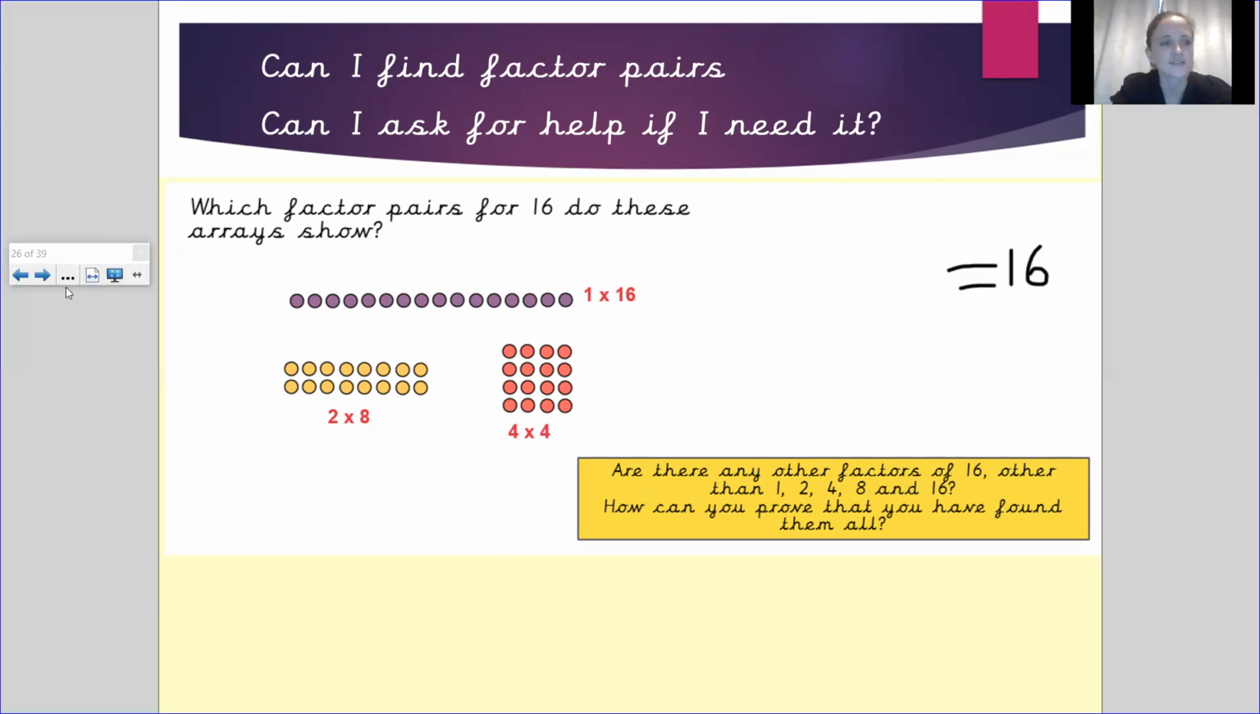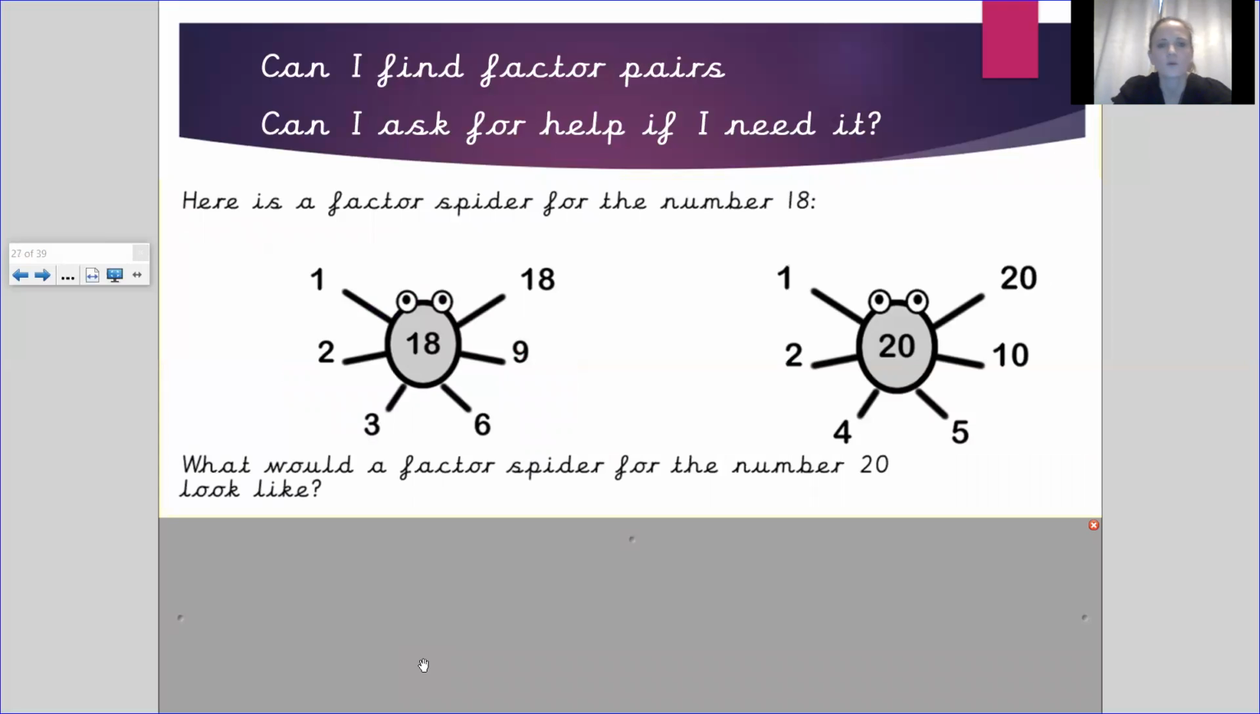My factors of 16 that we have worked out here would be 1 and 16, 2 and 8, and 4 and 4. I want you to give it a think. Are there any other factors of 16 other than 1, 2, 4, 8 and 16? How can you prove that you have found them all? Give that one a think as an extension. Are there any others that could equal 16?